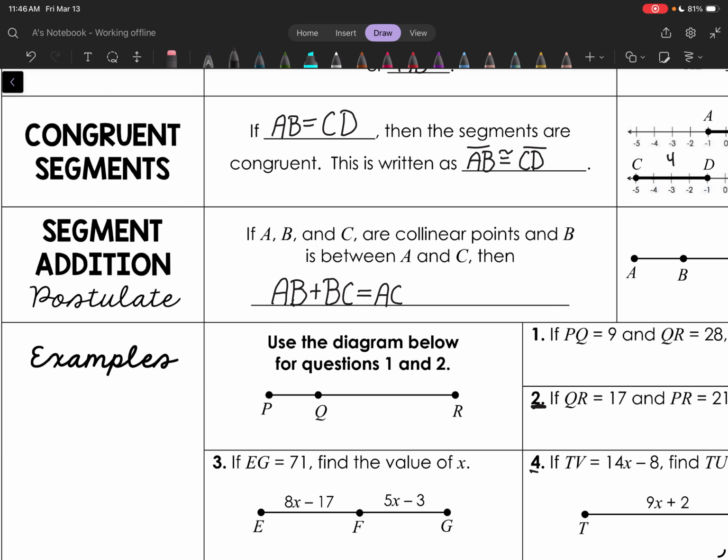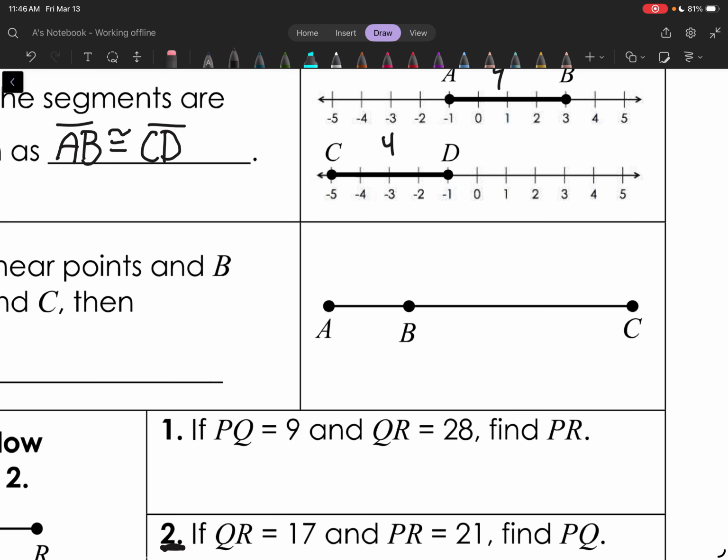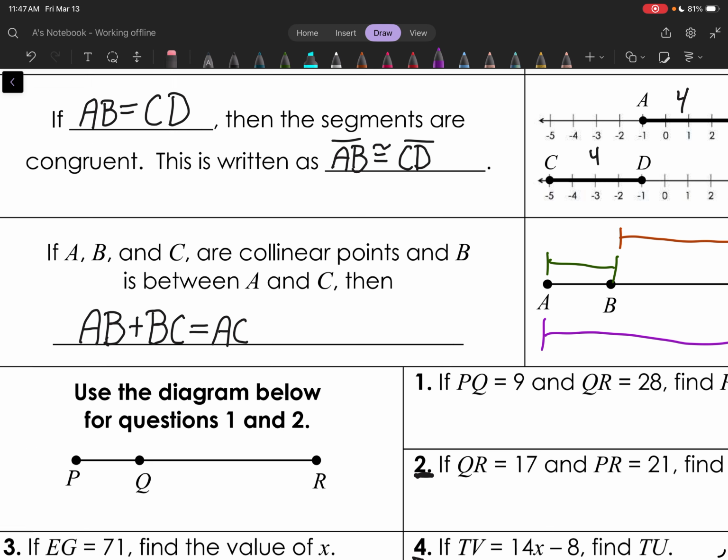The segment addition postulate. If A, B, and C are collinear points, that's a fancy word meaning they're all on the same line, and B is between A and C, then from A to B, so from here to here, plus B to C, is equal to the entire line A to C.